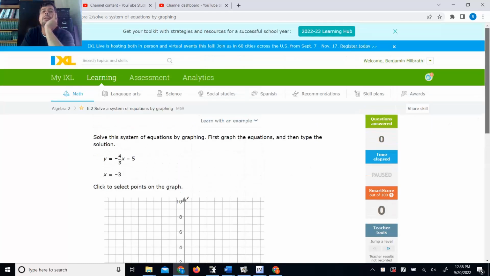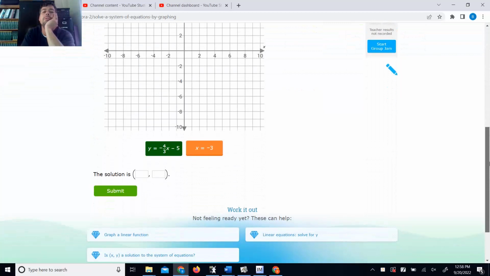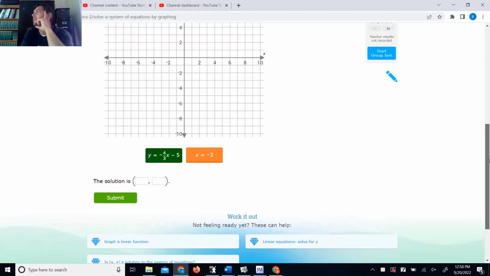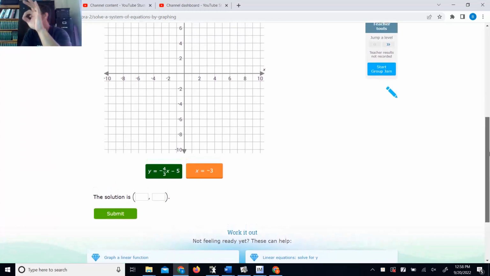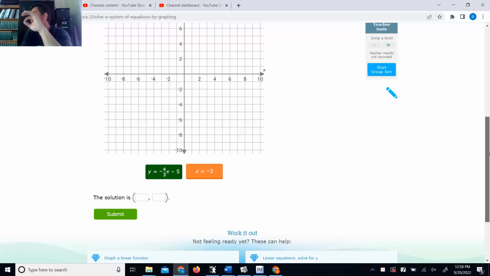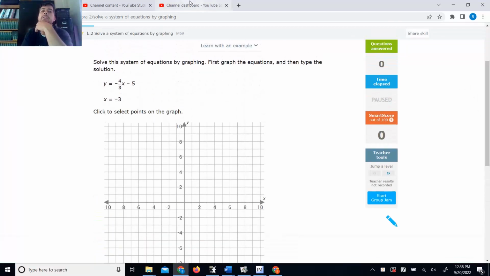I don't know if you did this IXL lesson or not. It was E2. What's it asking for at the bottom? The ordered pair. Systems are always done with an ordered pair as an answer, unless somebody specifically says what is the x value or what is the y value. You guys understand that? That's why I'm doing it. Hopefully you did this lesson yesterday.